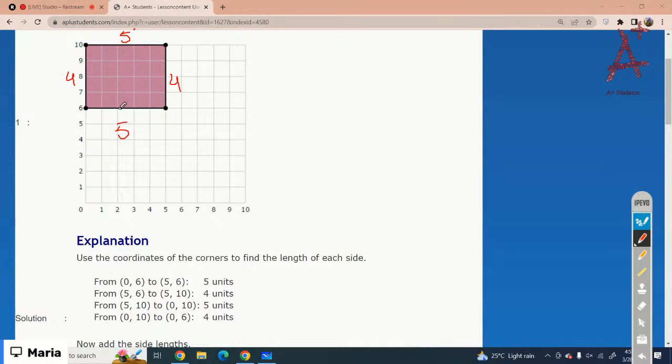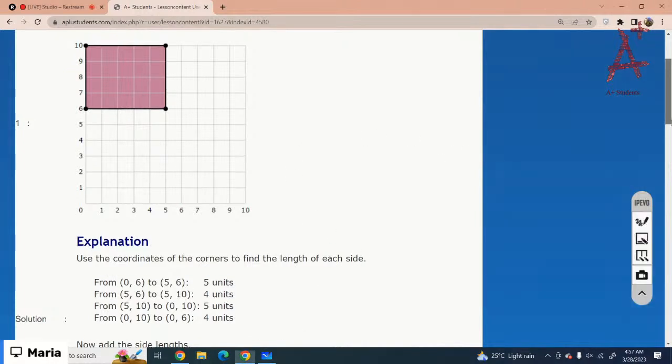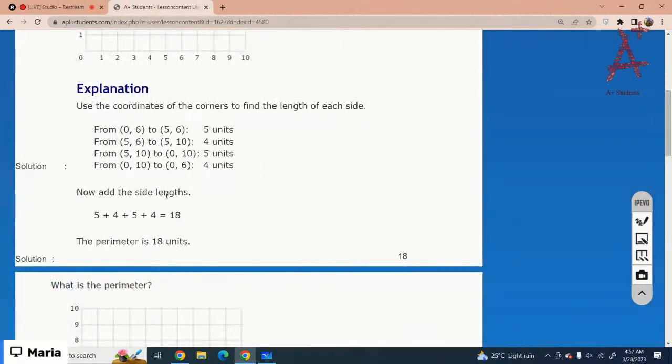You have to calculate the perimeter. This is the rectangle, and for the perimeter, we have to add all the side lengths. Simply add them: 5 plus 4 plus 5 plus 4. When you add them, it makes 18. So the correct option is 18.